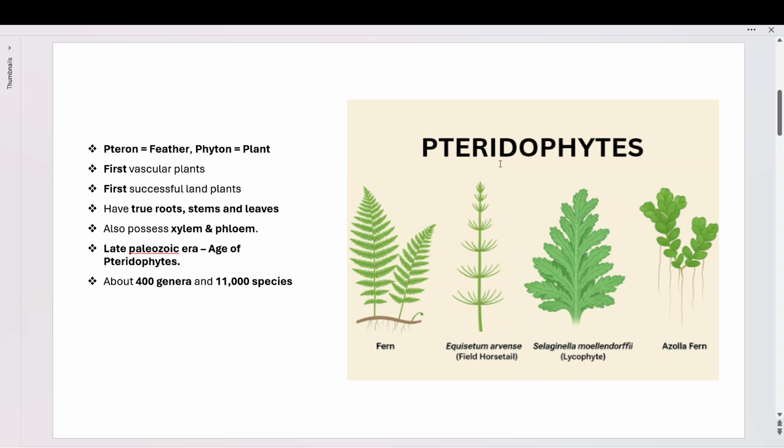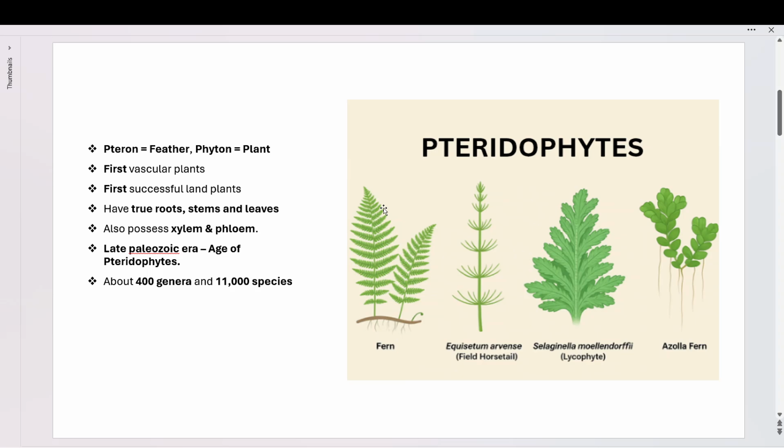So, basically, Pteridophytes or Pteridophyta, the word Pteridophyta comes from the two Greek words, pteron meaning feather and phyton meaning plant. So these plants have feather-like leaves, hence the name Pteridophytes. Okay, feather-like leaves.